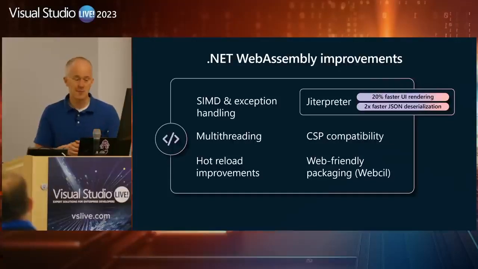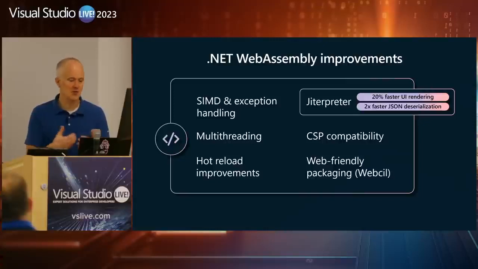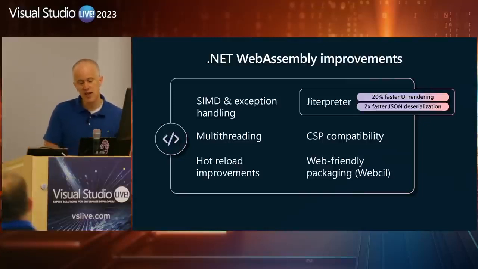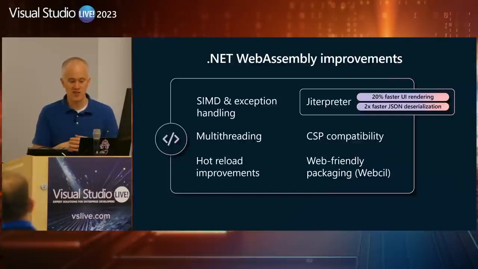Blazor WebAssembly apps in .NET 8 are now CSP compliant. So if you need to have enabled the content security policy based loading restrictions on your app, you can now do that with your Blazor WebAssembly apps. And we're also introducing a new packaging format for Blazor WebAssembly apps called WebCIL that's more web-friendly.